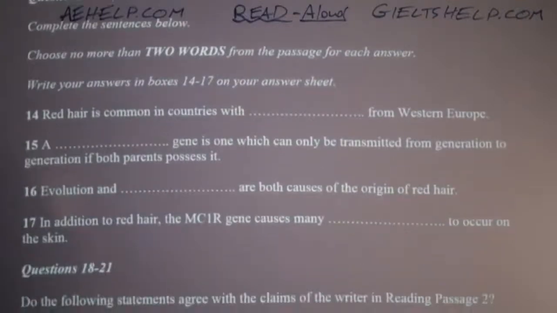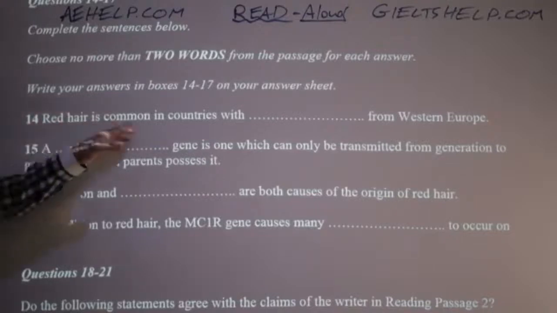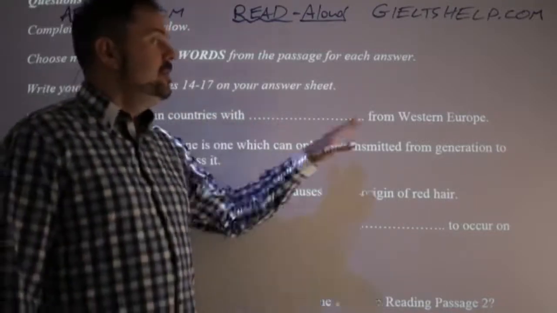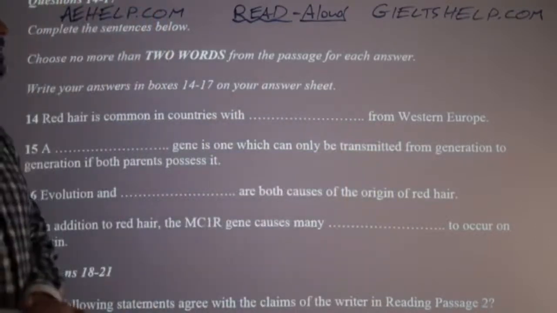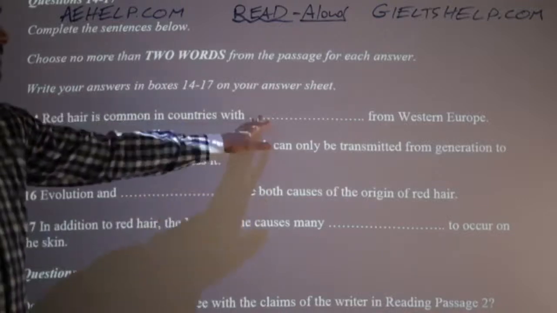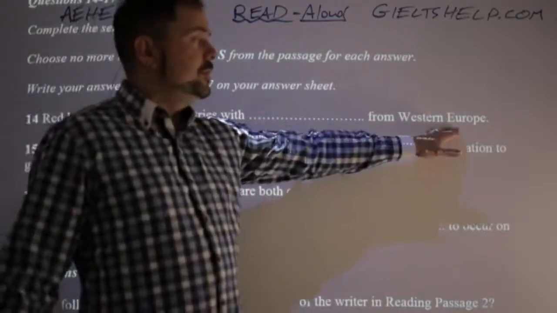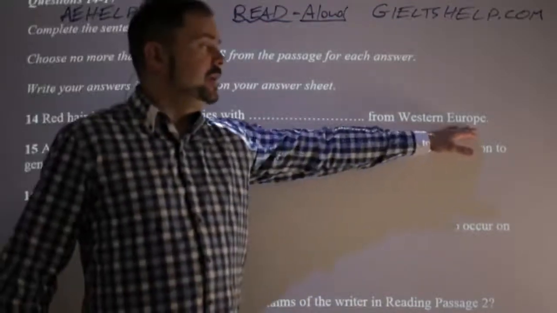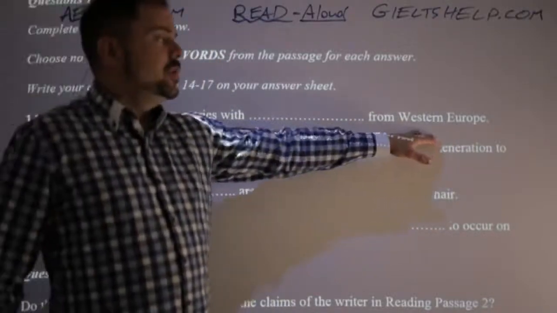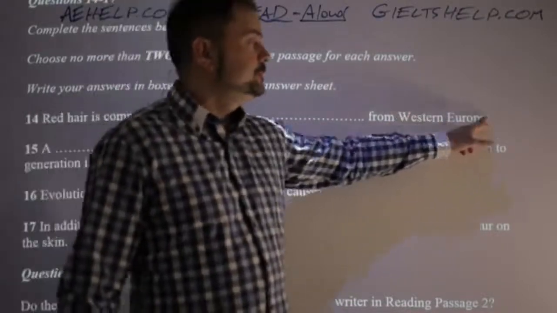Okay, so now let's answer these questions. No more than 2 words from the passage to fill the blanks. Number 14, red hair is common in countries with something from Western Europe. So we have some kind of a missing noun here. And I remember seeing Western Europe in the introduction. So if I can't clearly remember, I can search for Western Europe.